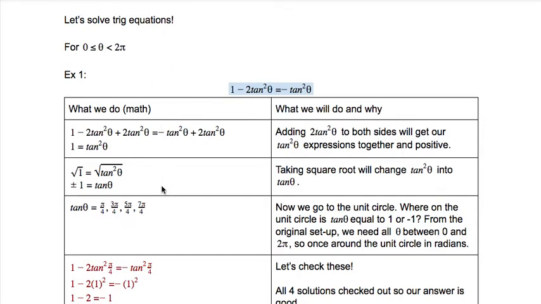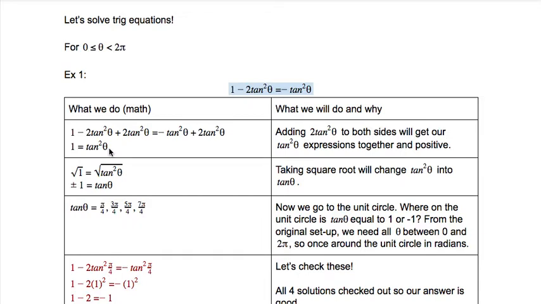On this side of my table, I'm going to show you mathematical steps. On the other side of my table, I'm going to give you the what and why. So on this side of my table, I'm going to start by adding 2 tangent squared to both sides. I noticed that there was tangent squareds on both the left and the right. Adding a 2 tangent squared will get them together and will make it positive. So I went ahead and did that and I got to 1 equals tangent squared of theta.